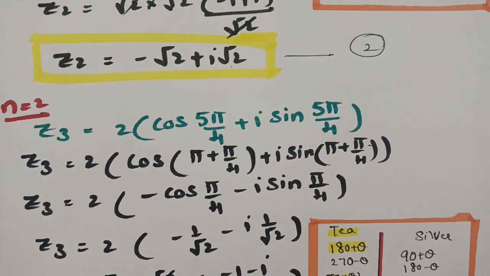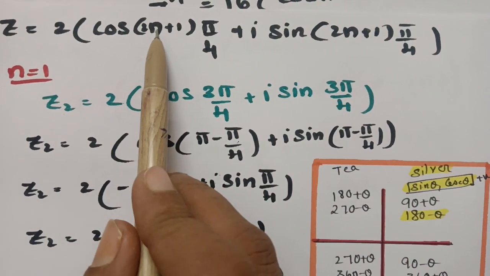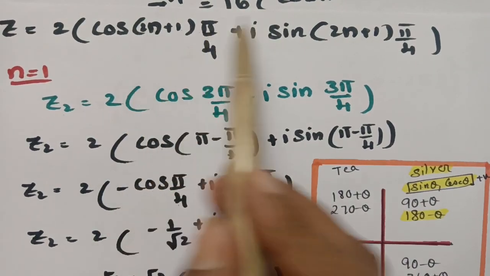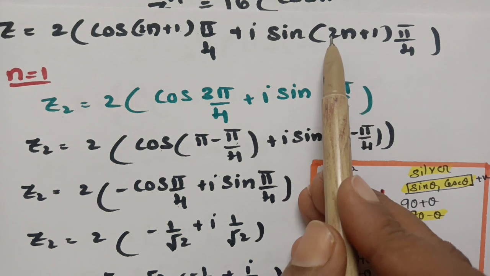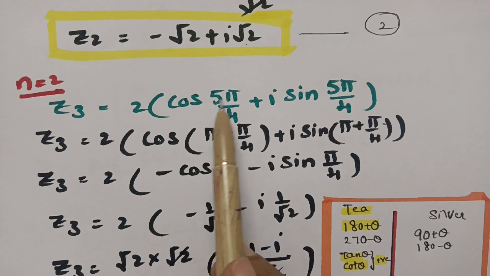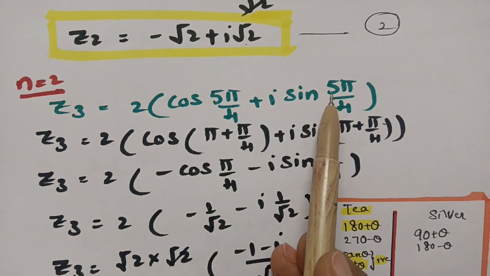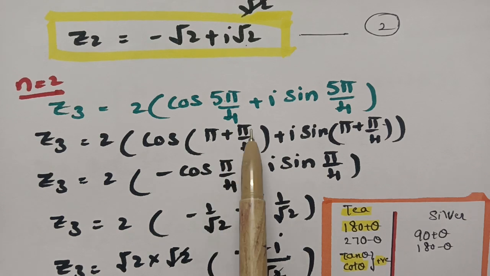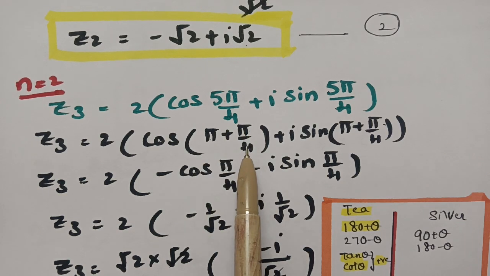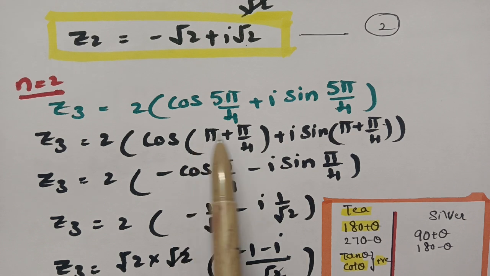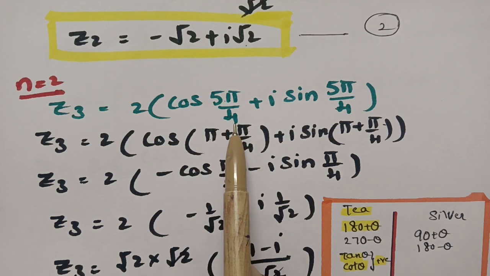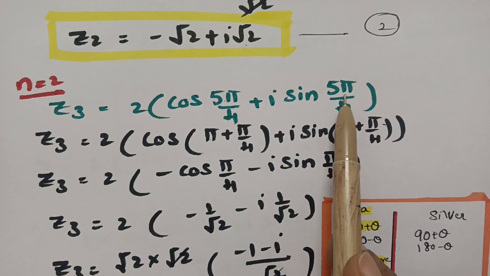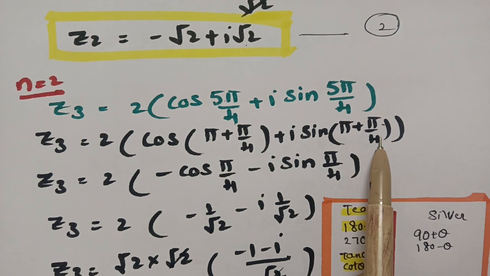And next thing here is, in this if I keep n is equal to 2. So in this if I keep n is equal to 2, so 2 2s are 4 plus 1, 5. Here if I keep n is equal to 2, this will be 2 2s are 4 plus 1, 5. So this will become 2 times of cos 5 pi by 4 plus i sin 5 pi by 4. How to write this one? So this can be written as 180 plus theta, that is pi plus pi by 4. So if I take 4 LCM, this will be 4 pi plus pi, which is equal to 5 pi by 4, and this can be written as pi plus pi by 4.